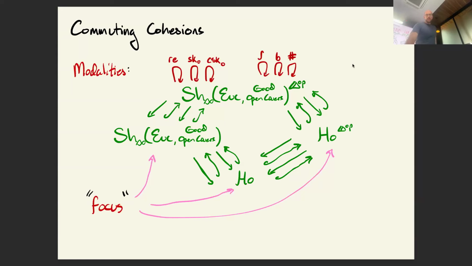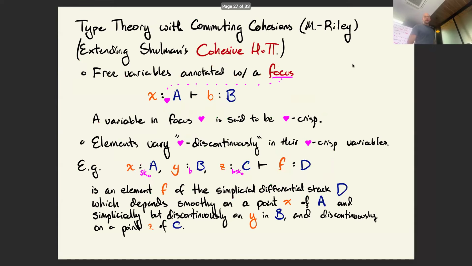Okay. So now, right, in commuting cohesion, we call these things focuses. These are local toposes in particular, and this is the focal point. So we call these focuses. And then the type theory, which Mitchell really came up with, is an extension of Mike Schulman's type theory for cohesive homotopy type theory, where we allow multiple focuses. And something is said to be crisp when it's in focus. And so for something to be simplicially crisp means that it's in the simplicial focus, which means that it does not depend non-trivially on simplicial things.